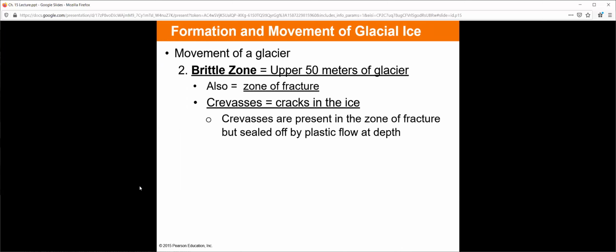Above 50 meters, we have a brittle zone where instead of the glacier having some plasticity to it, it just fractures and cracks, right? This is where you get your crevasses from, things of that nature. Crevasses are present in the zone of fracture, but sealed off by plastic flow at depth, right? If it's not brittle, it's not going to fracture and crevasse.